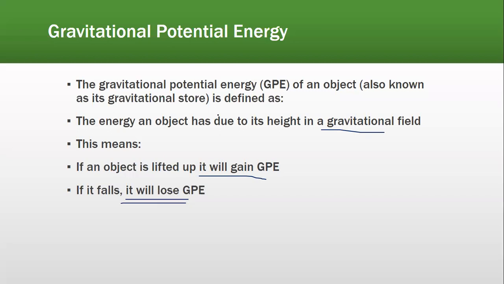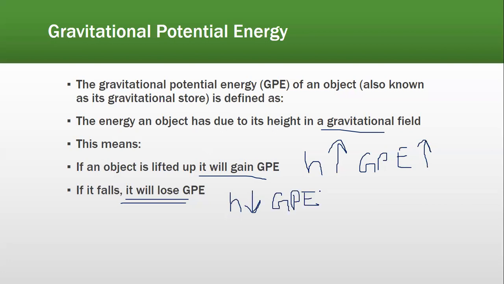Now, what do we know? Gravitational potential energy, right now, you're sitting on a chair. You have a potential. You have a potential to move. You have the potential to convert your gravitational potential energy into other forms. Now, the energy an object has due to its height. ठीक है ना? Now, due to its height in a gravitational field means that if an object is lifted up, for example, if the height is increased, GPE would also increase. And if it falls, meaning that if the height decreases, GPE would also decrease.